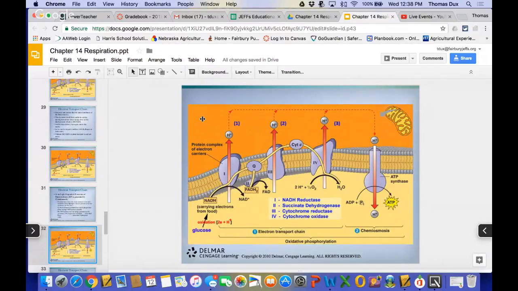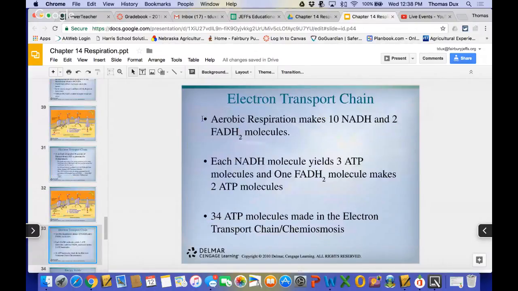So last thing here, the electron transport chain. Aerobic respiration makes 10 NADH and 2 FADH molecules. Each NADH molecule yields 3 ATP. So what's 3 times 10?